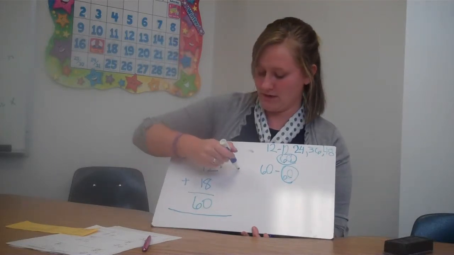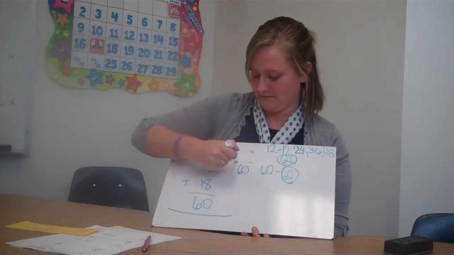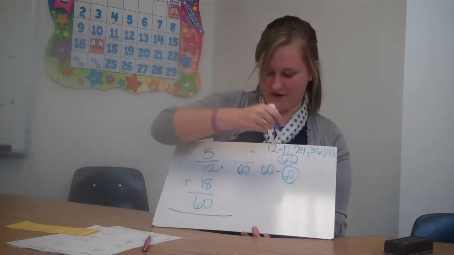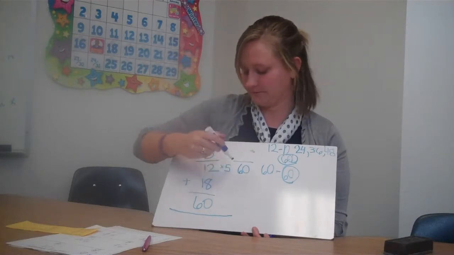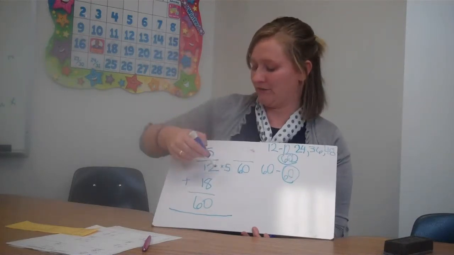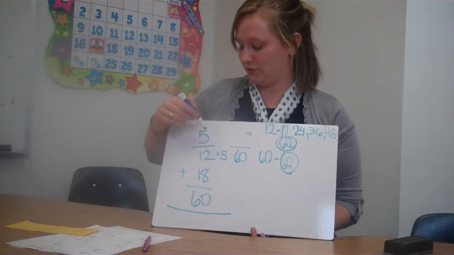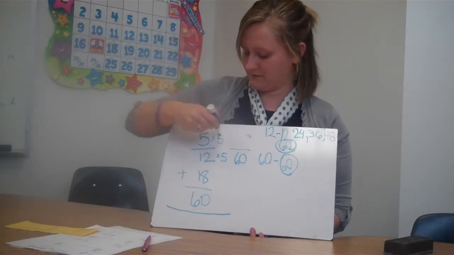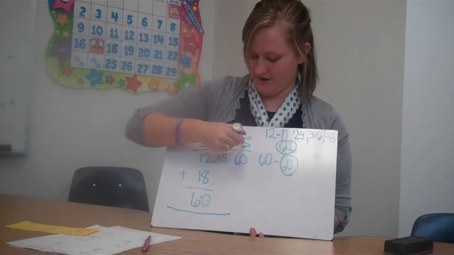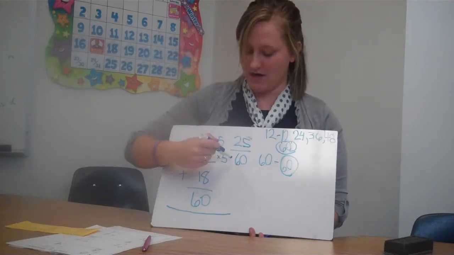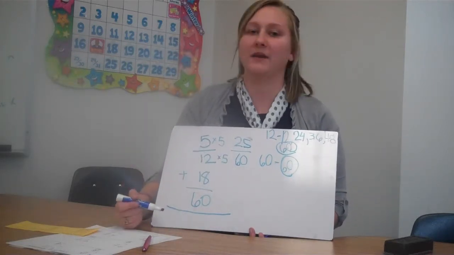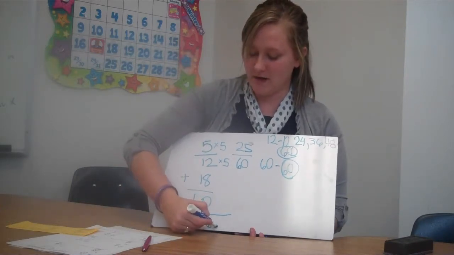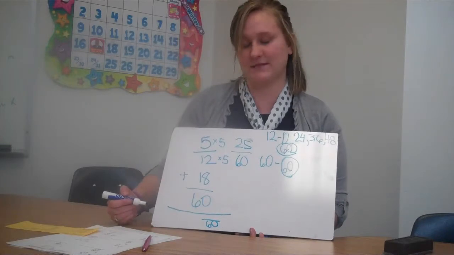12 times what number equals 60? 1, 2, 3, 4, 5. 12 times 5 equals 60. Whatever you do to the denominator, you have to do to the numerator. So you would multiply it by 5. 5 times 5 is 25. Once you've got like denominators, then you can add the numerators. The denominator does not change, so it stays at 60.